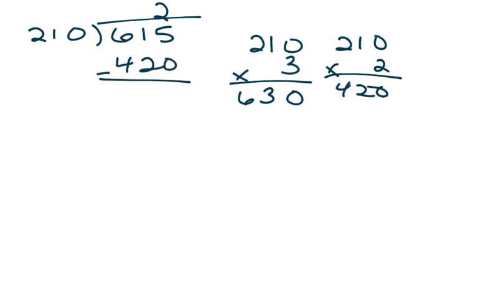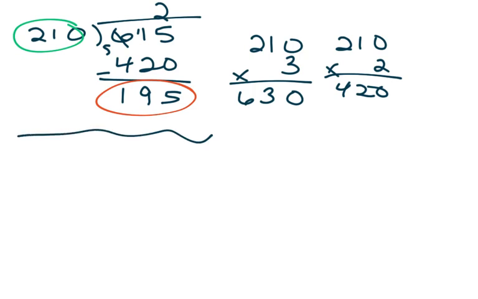So 2 and 420. Subtract those. Let's see, 195 is our remainder. So we have 195 and 210 to be in our new division problem. 195 into 210. So that's going to go one time.